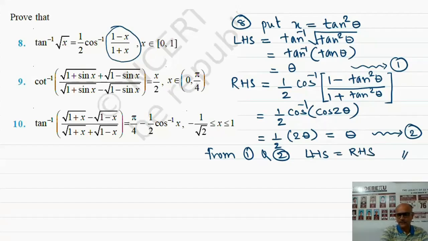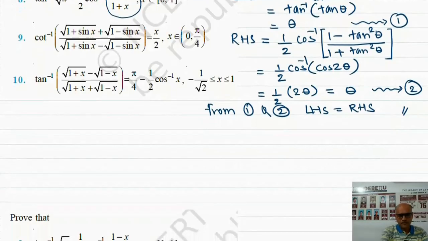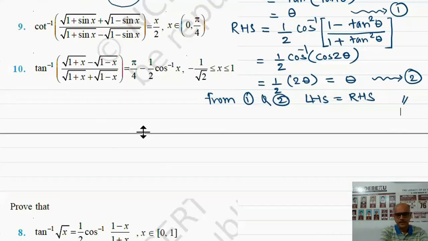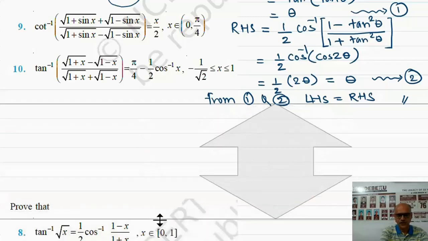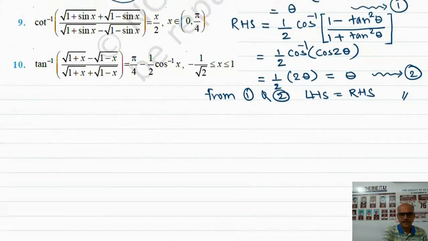Next, if I take the 9th one. Again here you are required to know the formula. That is root of 1 plus sin x and root of 1 minus sin x. If you know the formulas, you can easily solve it. I will take some space so that I can solve it. Here, root of 1 plus sin x and root of 1 minus sin x are there. For the 9th, I will write the formula here and substitute directly. So root of 1 plus sin x.